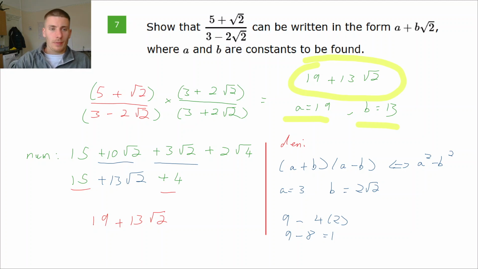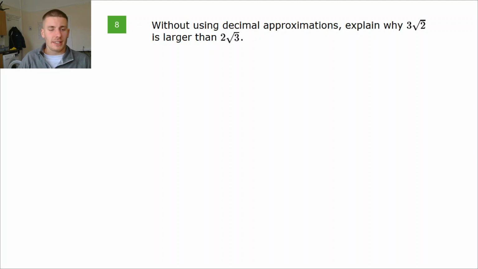Perfect. Good. Number 8 says this, a bit more of a wordy question, I think. Without using decimal approximations, explain why 3 root 2 is larger than 2 root 3. Okay, so without just putting it in our calculator, we've got to explain why 3 root 2 is greater than 2 root 3.